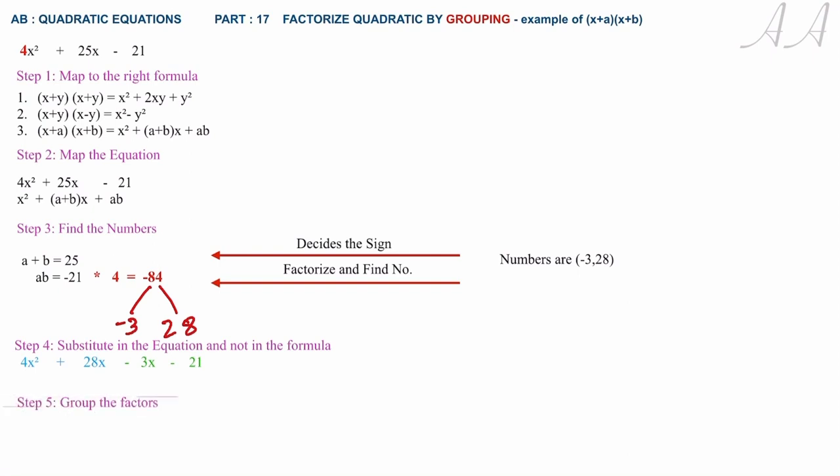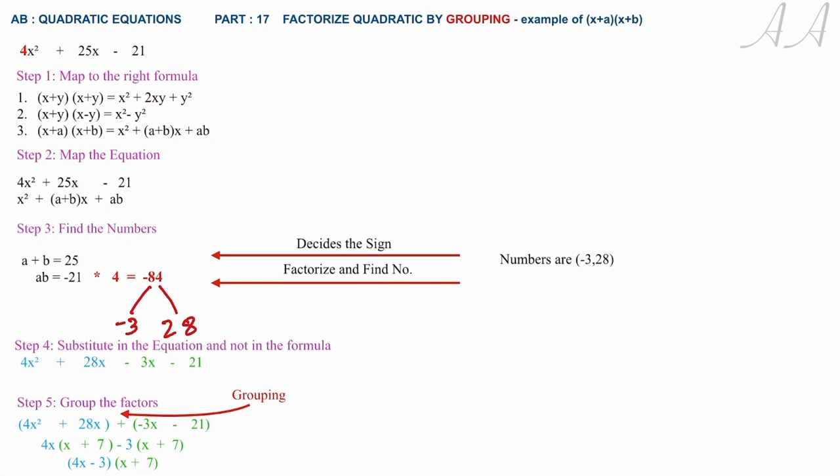Now, let's group the factors. We will have to group so we can take out the common factors. Then we'll place 28 right next to a term with 4x and negative 3x next to a term with negative 21. So now that they're grouped, we have to do reverse distributive property, or taking factors out.